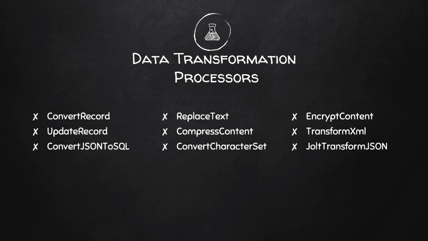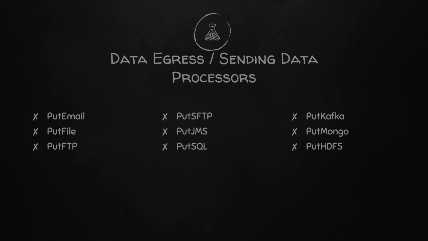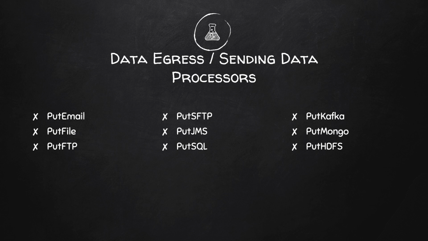The next type of processes is data transformation processes. These are the processes which will help us to transform data to various formats according to our requirement. The next type of processes is data egress, or sending data, processes. These are the processes which will help us to send the processed data to various types of destination systems.